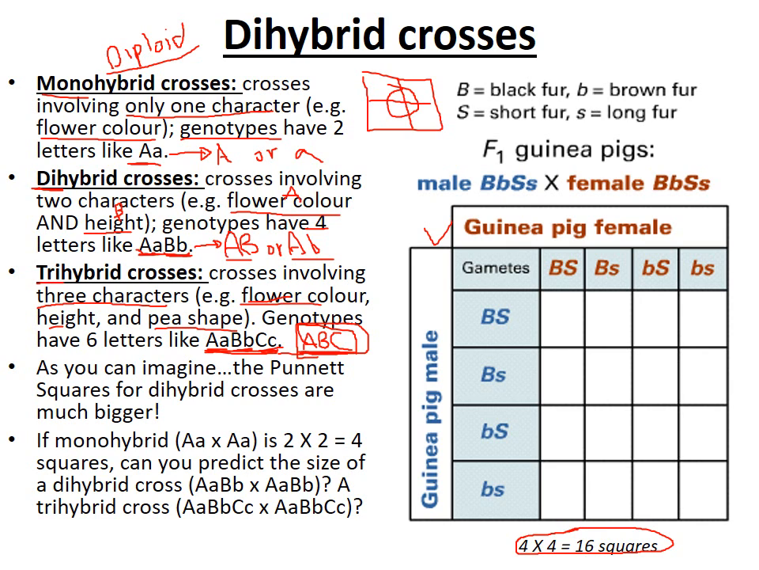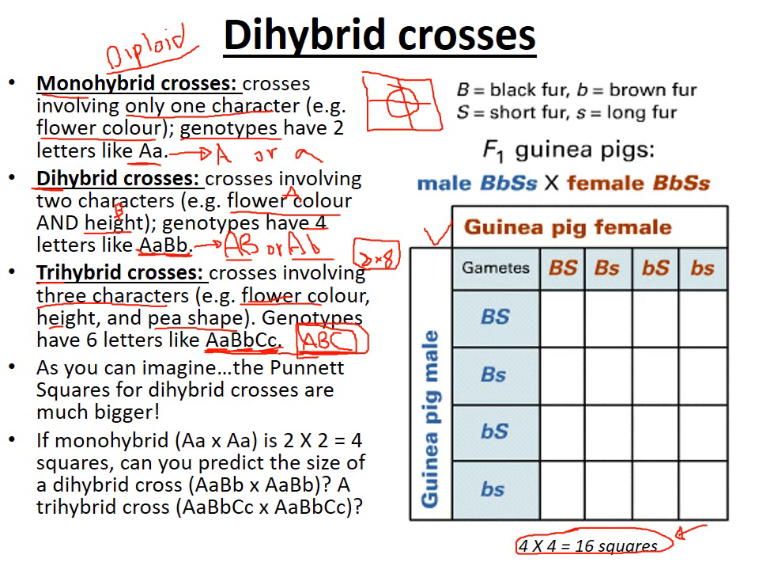An 8 by 8 for a trihybrid. And so if 4 by 4 is 16, 8 by 8 is 64 squares. So you can probably guess that it would be quite annoying to do Punnett squares for trihybrid crosses. That's why we're going to focus really on dihybrid crosses in this presentation.